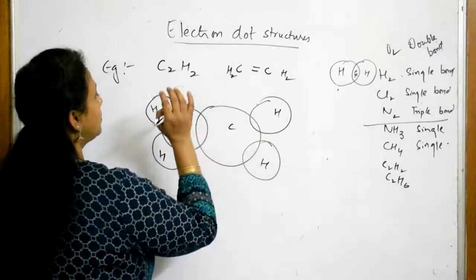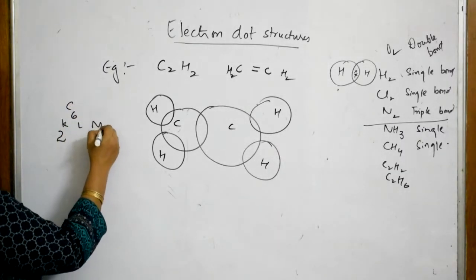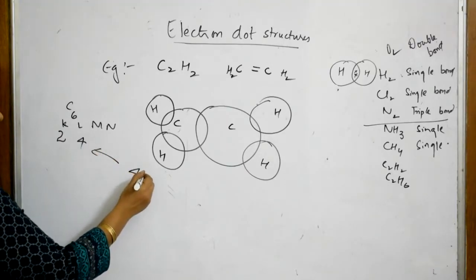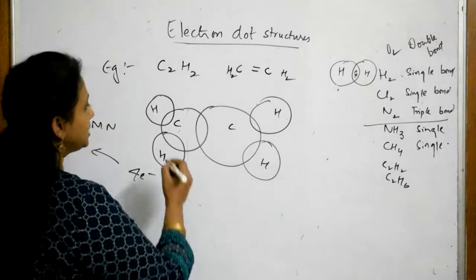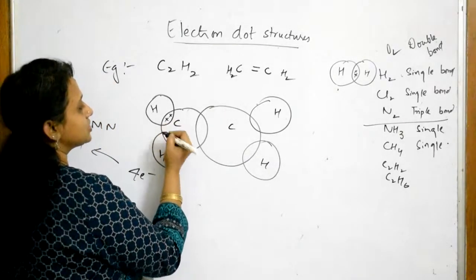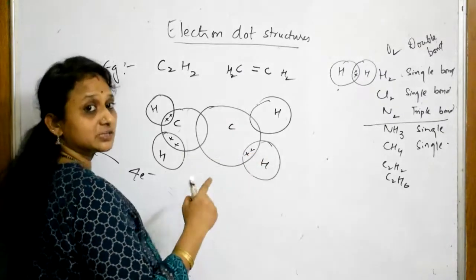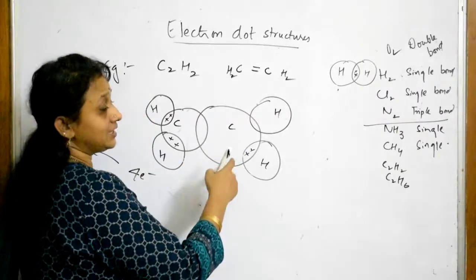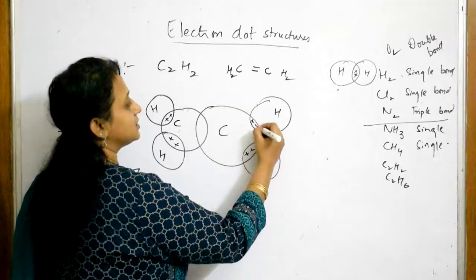Done. Now, carbon atomic number 6, 2, 4. So, it requires how many electrons? 4 electrons. Done. See here, hydrogen is coming and providing, isn't it? So, this shares 1, this also shares 1, this also shares 1. If carbon is sharing 1, this will not share 2. Remember that. So, here 1, here 1.